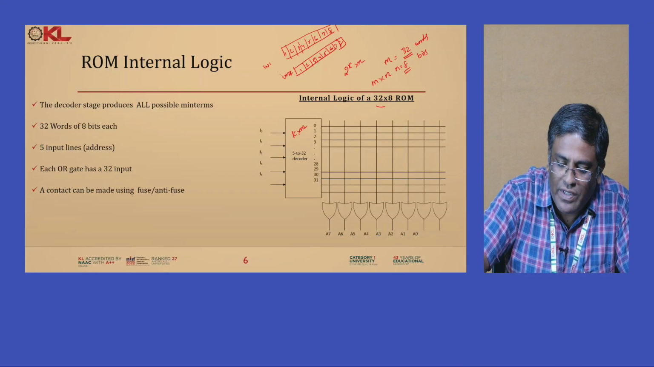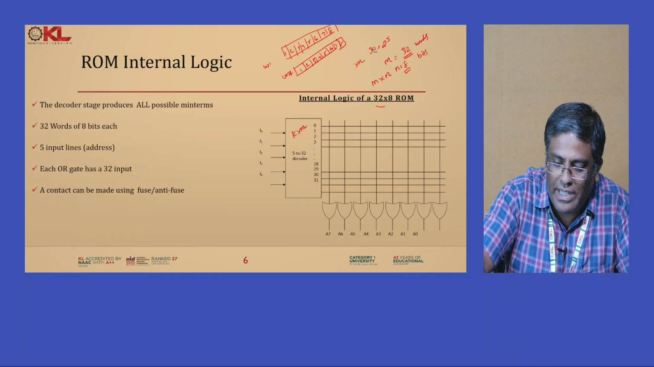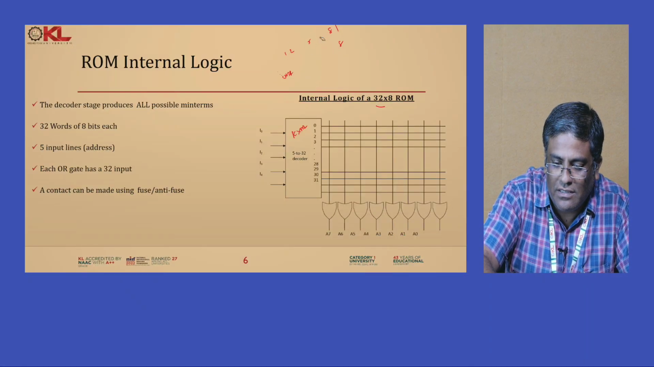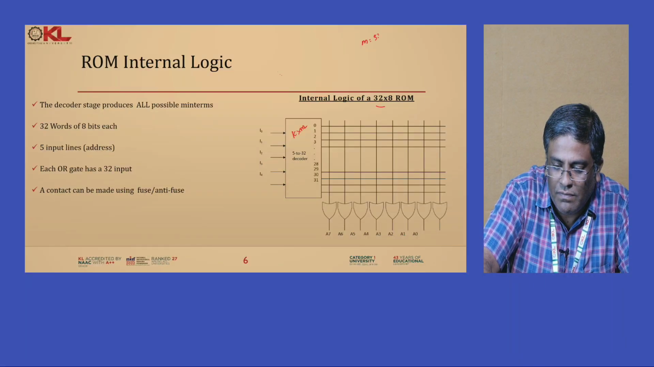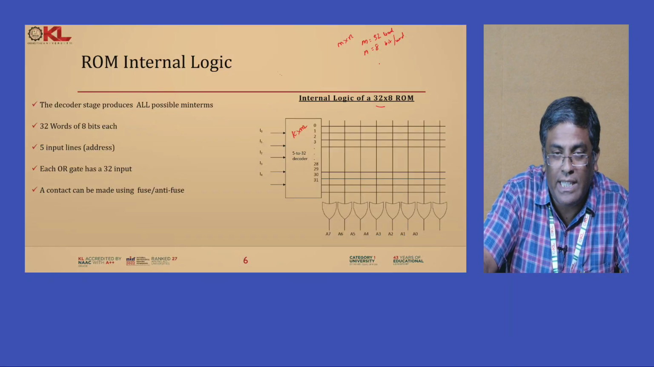So what is k cross m? K is nothing but what? Since it is 32, 32 is equal to 2 power 5. So we can say k is equal to 5. So I will rewrite it over here. Okay, I hope you are able to understand. So we have 32 cross 8. So m is equal to 32 and n is equal to 8 because we know that it's going to be m cross n structure. So we have 32 words. We have 8 bits per word. That is the meaning.